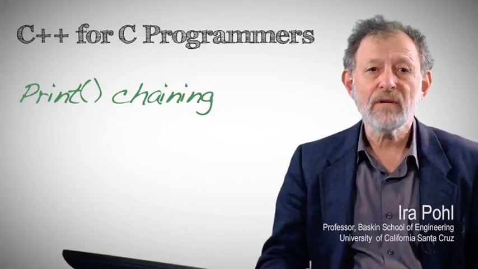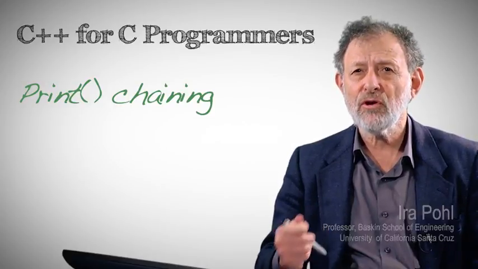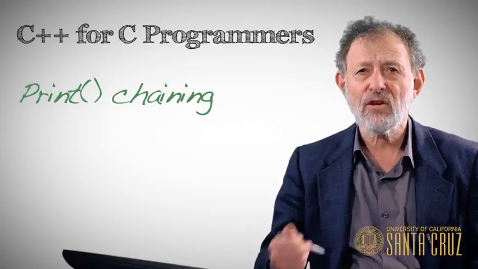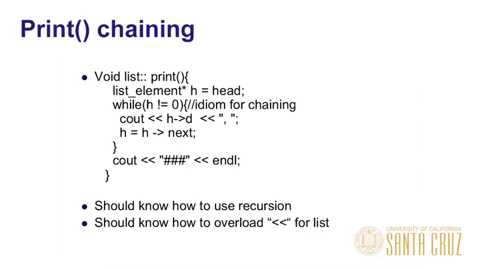Okay, let's look at print. So print is, again, an idiomatic or conventional kind of operation that occurs over and over in list processing. And it's when you want to do chaining throughout the list. Here are some of the things to keep in mind.